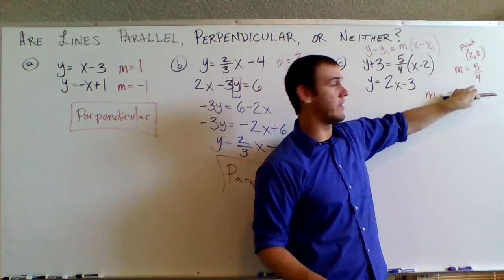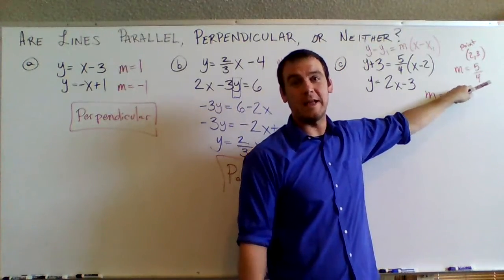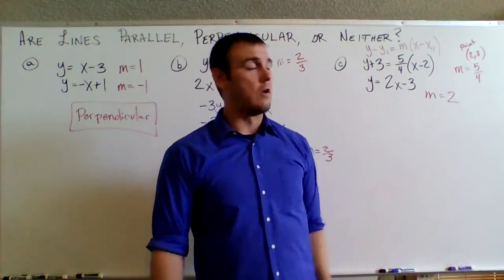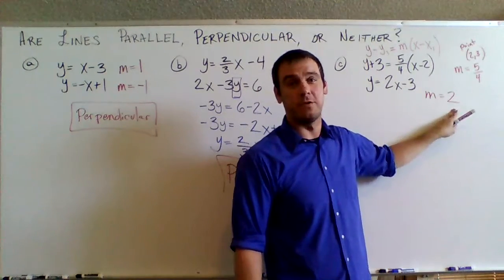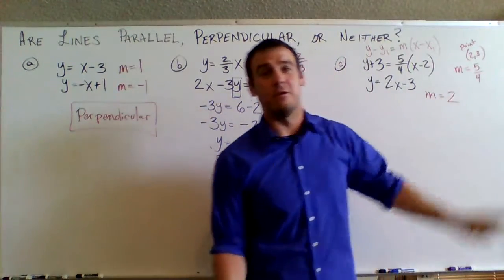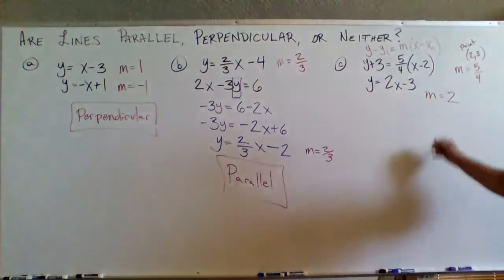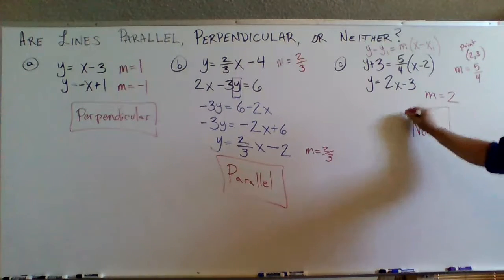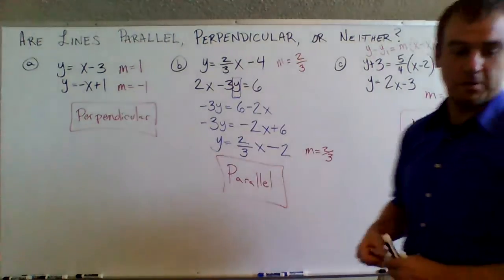The opposite reciprocal of 5 over 4 would be negative 4 over 5. That's not 2. Or if you look at 2, the opposite reciprocal of 2 is going to be negative 1 over 2, and that's not negative 1 over 2 either. So this one is going to be neither. Guys, make sure you're circling your answers.